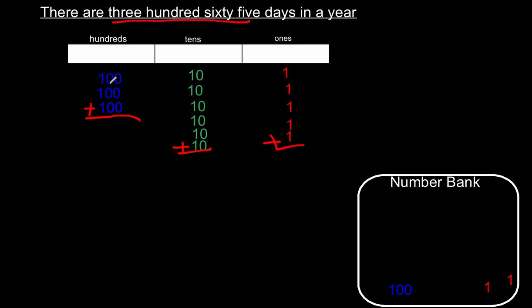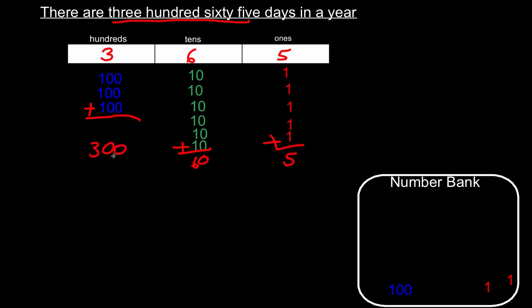So I had three 100s, so I'm going to have a 3 in the hundreds place. And you can even see that that's correct by seeing 100 plus 100 plus 100 is 300. Then I have 6 tens, because 6 tens together makes 60. All I got left now is 5 ones, because 5 ones together makes 5.